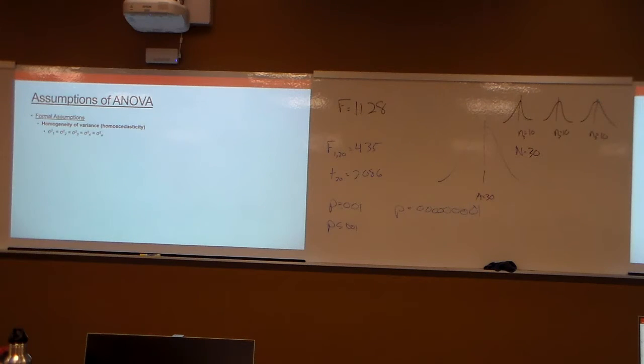We have the homogeneity of variance assumption. We're assuming that the variance in population 1 is equal to the variance in population 2, 3, 4, and so forth. When we get into regression models, we can start talking about this assumption as homoscedasticity, but we just generally talk about it now as homogeneity of variance.